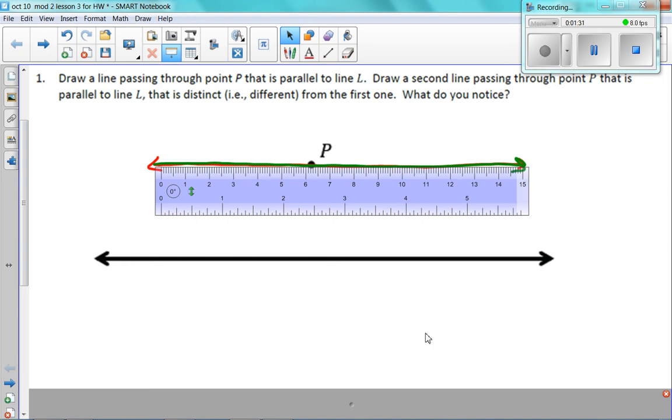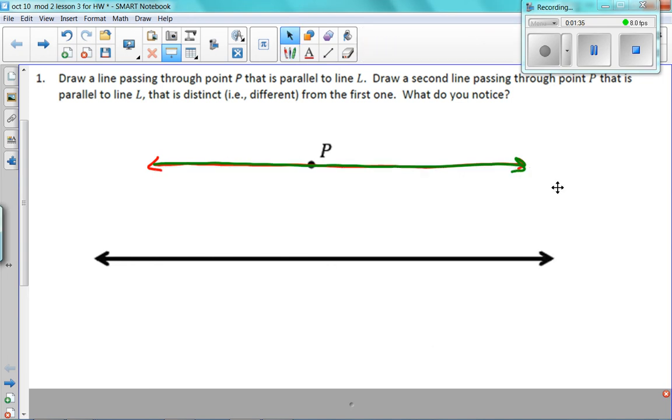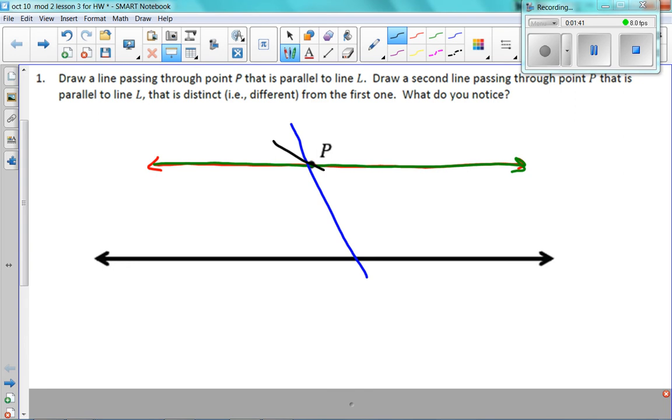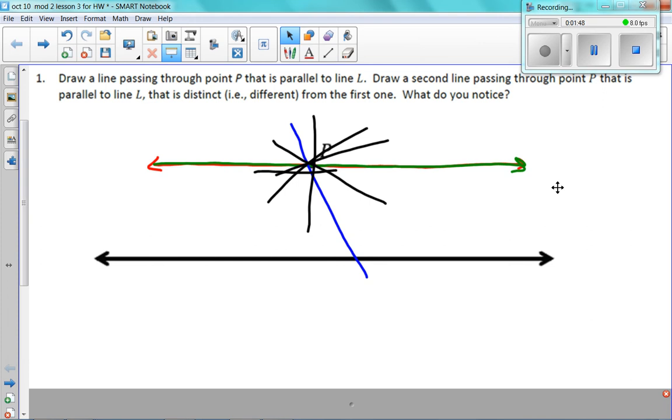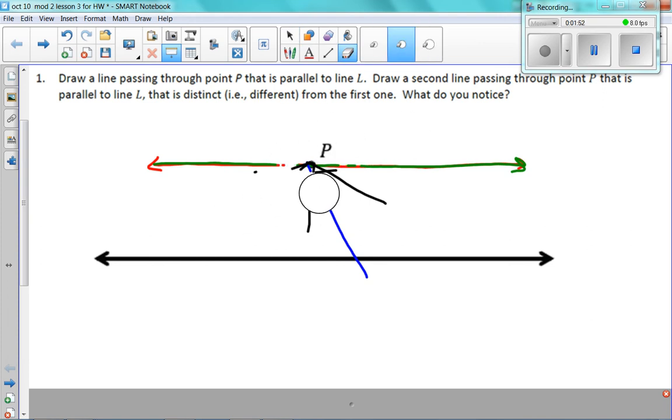We could draw other lines. We could draw a line through P here, here, here, here. But the only line that can go through P that is parallel to this line is one line.